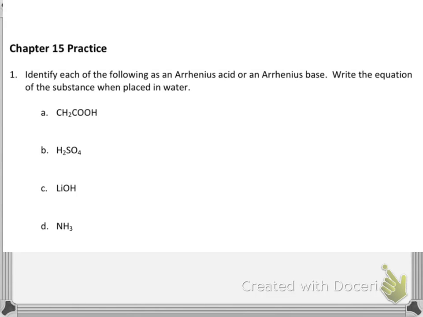Okay, so in the chapter 15 practice, the first one says identify each of the following as an Arrhenius acid or Arrhenius base. Write the equation of the substance when placed in water. So let's review the definition. An acid is a substance that produces H3O+ in water. And a base is a substance that produces OH- in water.